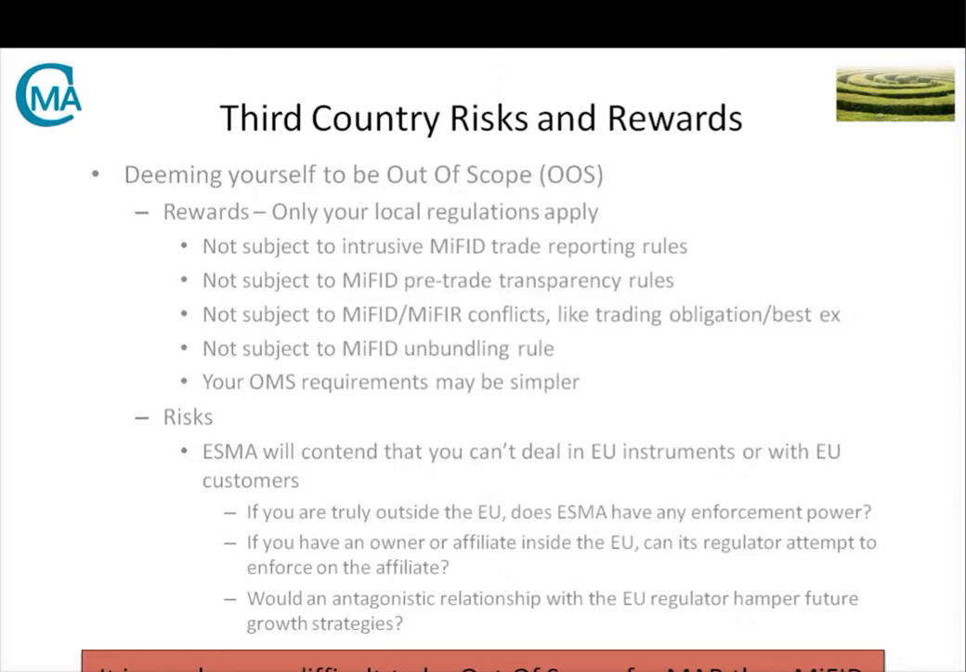We've determined in looking at MAR that the market abuse side of this is much more difficult to say you're out of scope, largely because we expect the worldwide regulators to cooperate quite extensively in dealing with market abuse. So even if you're outside the EU and your customer is outside the EU and nobody touches it, if you're dealing in an EU instrument and there's some indication of abuse, our feeling is that you're not going to be able to escape those implications.